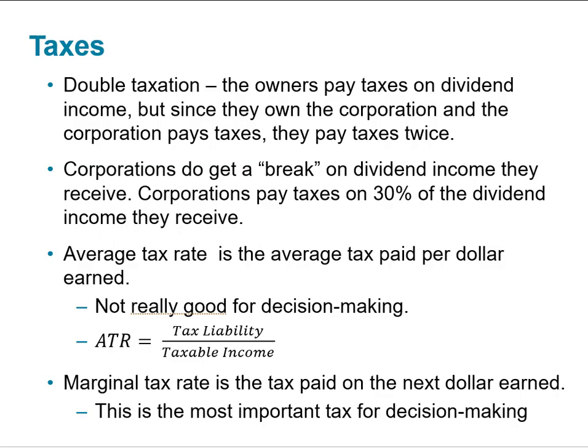We mentioned the average tax rate. Here's the formula. It's just the tax liability divided by taxable income. Now, this really isn't a good thing for decision making because it looks at the average over all the dollars and it looks at historical profits. Marginal tax rate is the tax on the next dollar earned. That's what we want to use for decision making because it measures future profits.